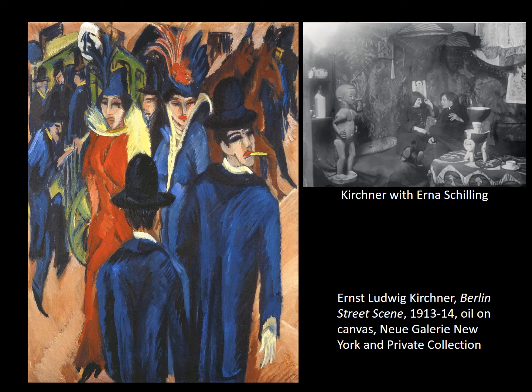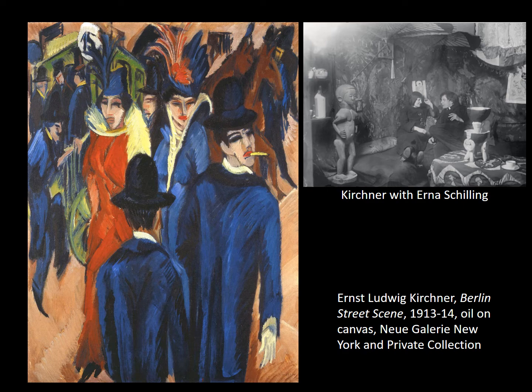Now, Kirchner moved from Dresden to Berlin in October of 1911, mostly to more closely align himself with the Neue Secession group, which we're going to talk about. But even when he moved to Berlin, he continued to approach the subject of the city street as one that really interested him, and he did 11 paintings of Berlin street scenes.